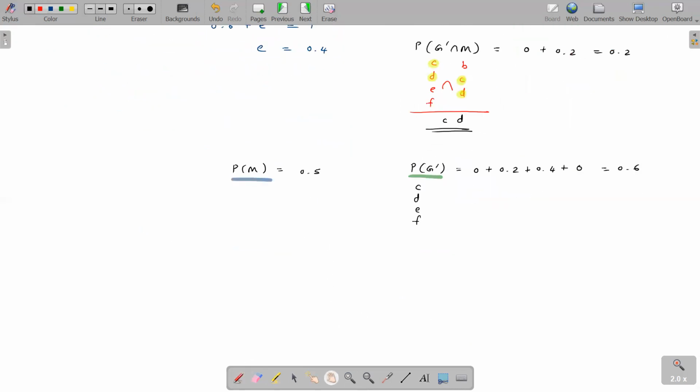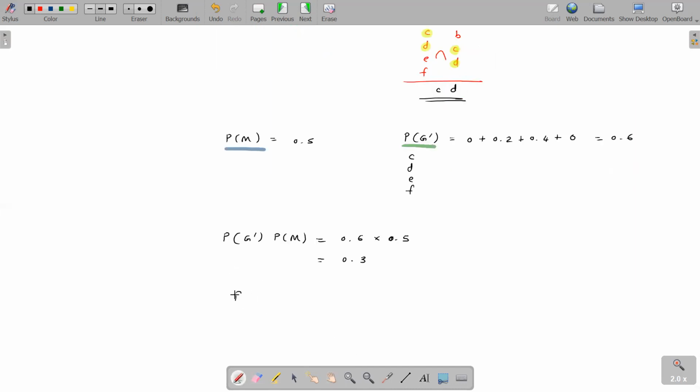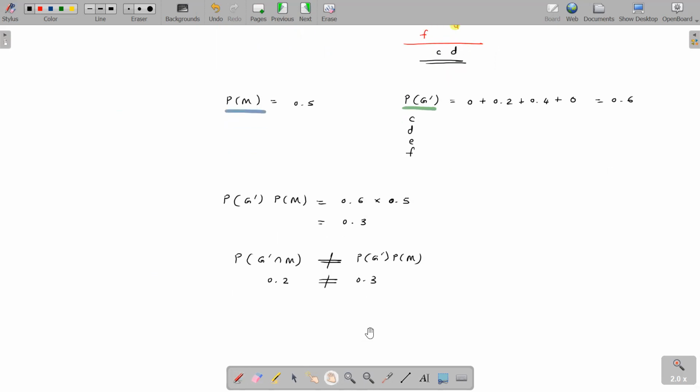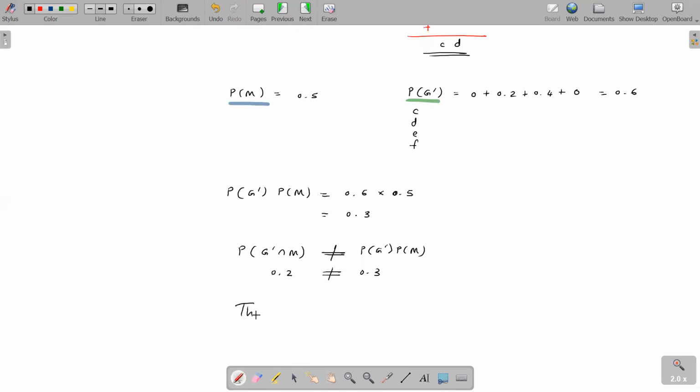Okay, guys, now let's go to the independence test. Check whether the multiplication gives the correct answer. Probability of G dash times probability of M. Probability of G dash is 0.6 into probability of M is 0.5, right? So 0.6 into 0.5, that's 0.3. Can you guys see? So are these two guys equal: G dash intersection M and probability of G dash times probability of M? They are not, right? G dash intersection M is 0.2. This is 0.3. They're not equal, which means what? Therefore, you can say the events are not independent.